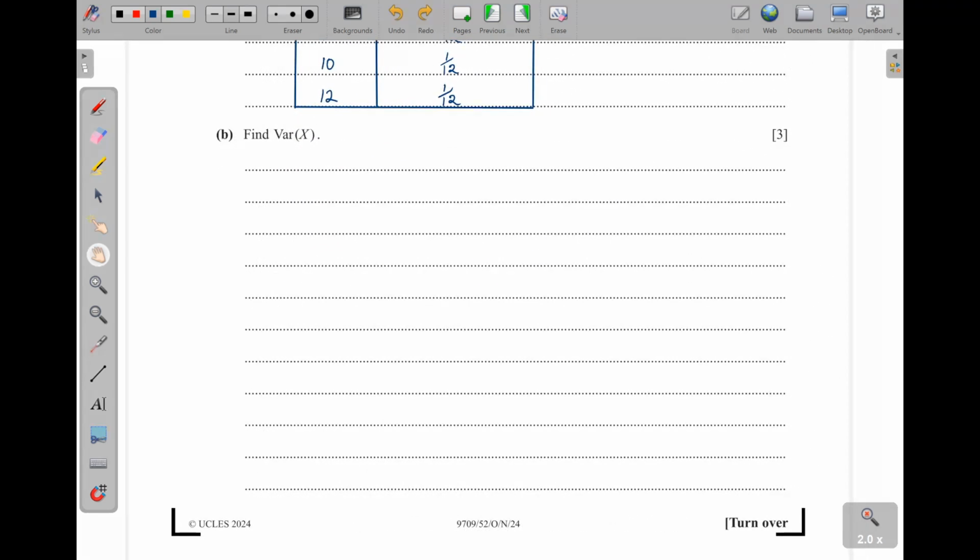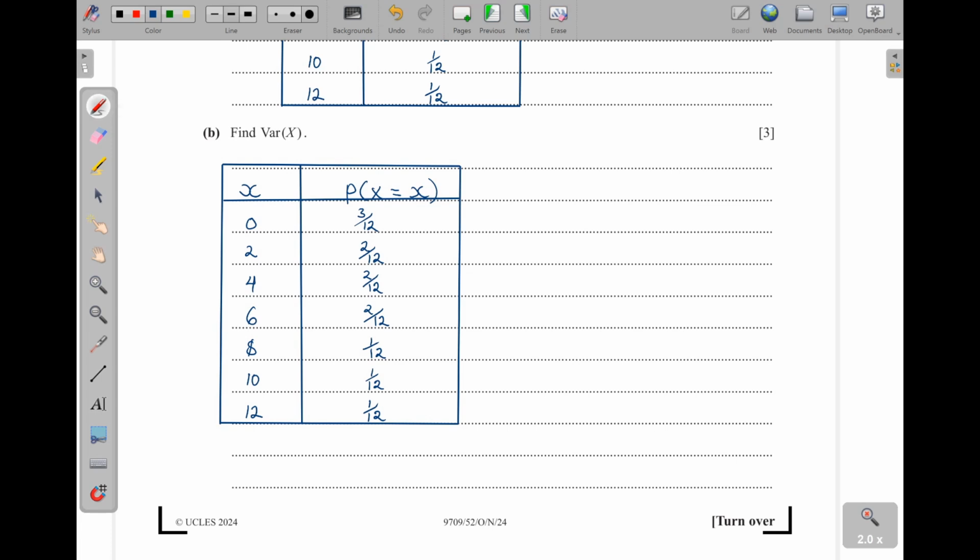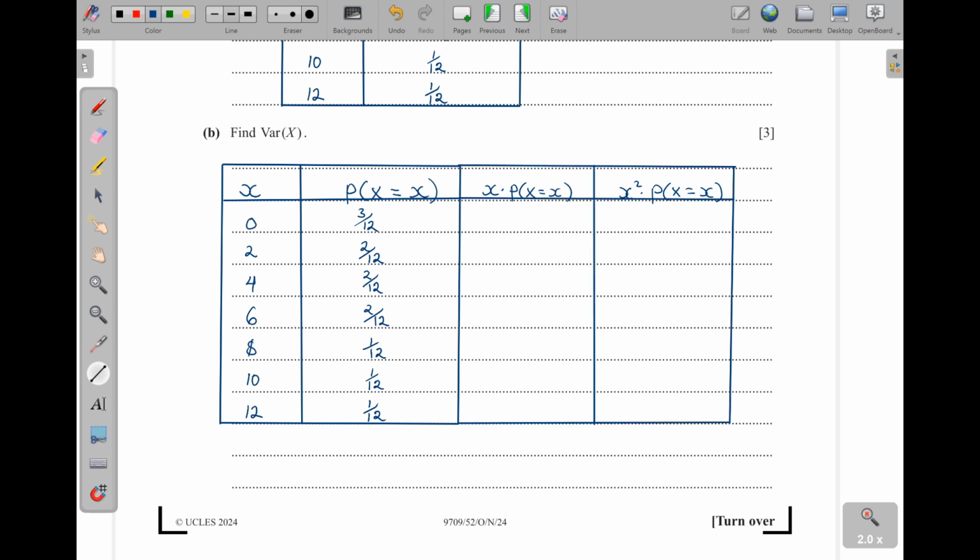Then find the variance of X. Now for the variance, I need to have E(X) and E(X squared). So I'm just going to get my table here, and then shift it and put it here so that I can add on the other columns that I need. Then we need to add on x times the probability, x times P(X = x). Then another one is x squared times P(X = x). Then I can complete my table here, just like that.